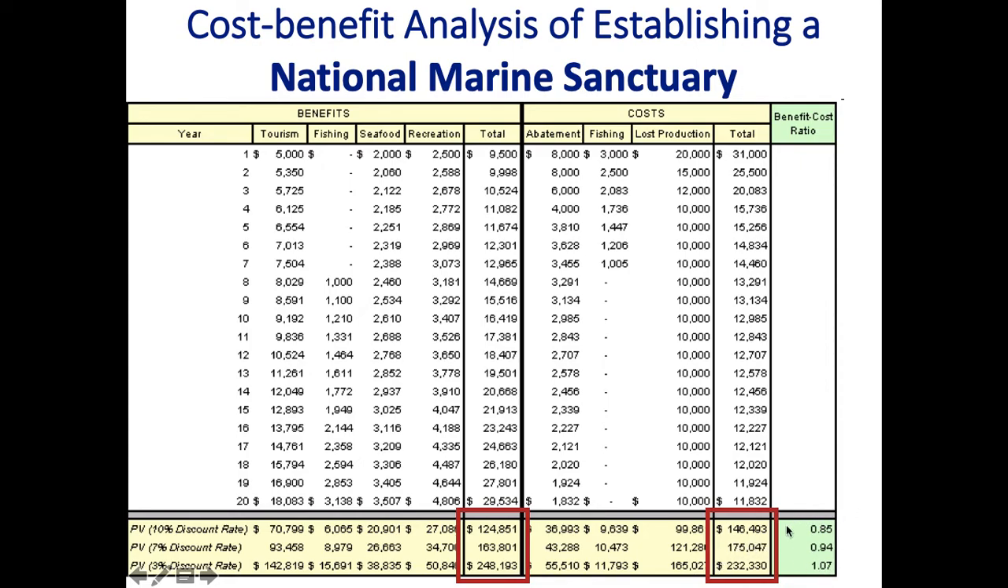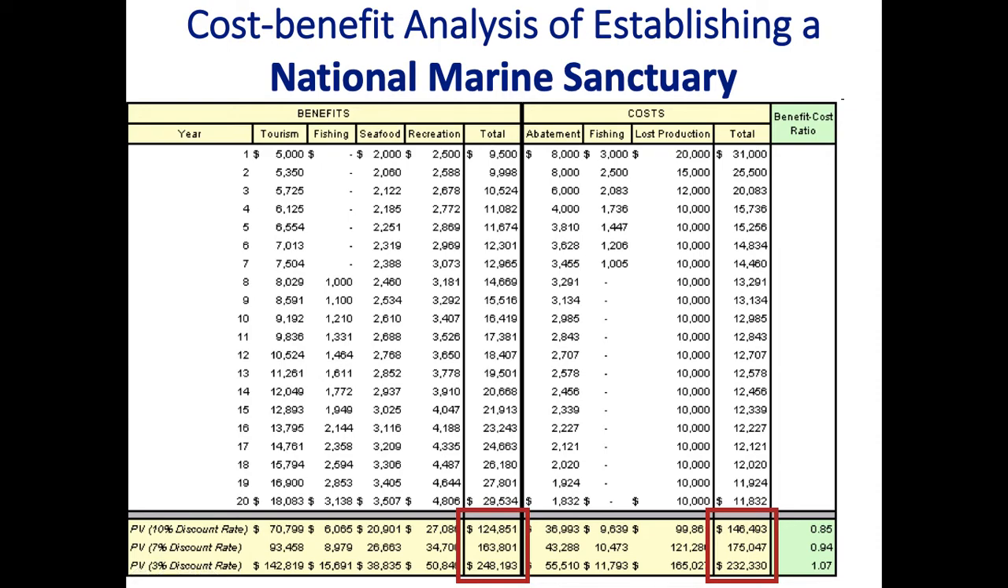And so you can see the benefit to cost ratio here. If it's 1, that means that the benefits and the costs are identical. But if it's less than 1, it means that the costs are greater than the benefits. And if it's more than 1, and we only get more than 1 when we only discount the future by 3%.